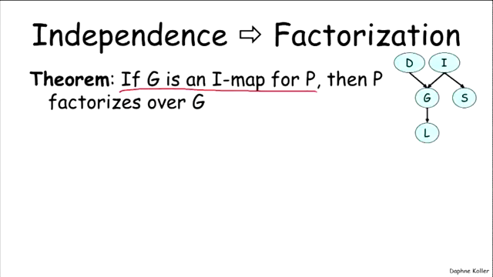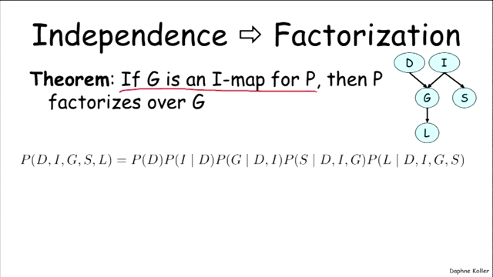So once again, let's do a proof by example. Here we have the little graph that we're going to use. What do we know? We're going to write down the probability of the joint distribution over these 5 random variables using the chain rule for probabilities, not the chain rule for Bayesian networks, because we don't know yet that this is representable as a Bayesian network.